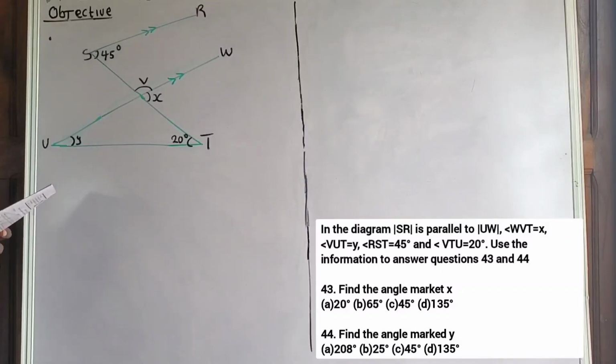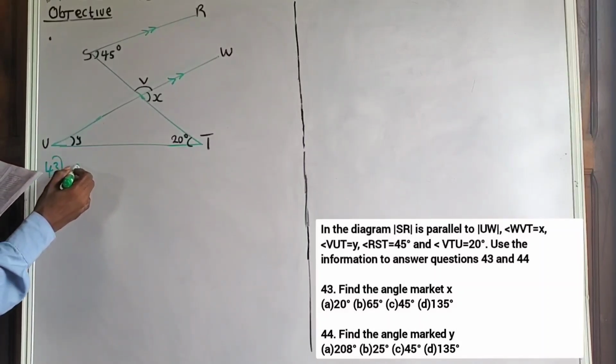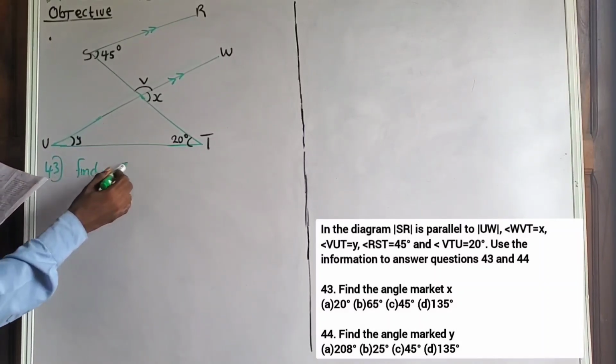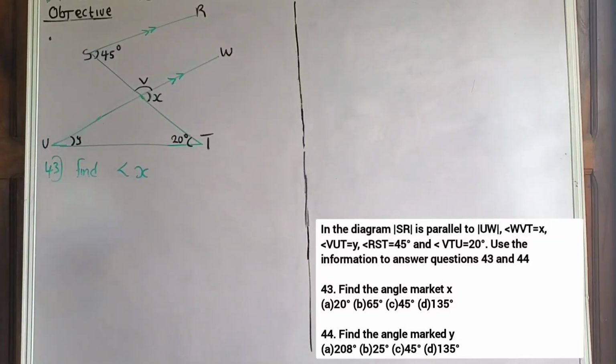Okay, let's start with question 43. Find the angle marked X. You are asked to calculate angle X. This is the angle that we are asked to find. In plane geometry, there are some rules that guide the topics, and one of the rules is that corresponding angles are equal.